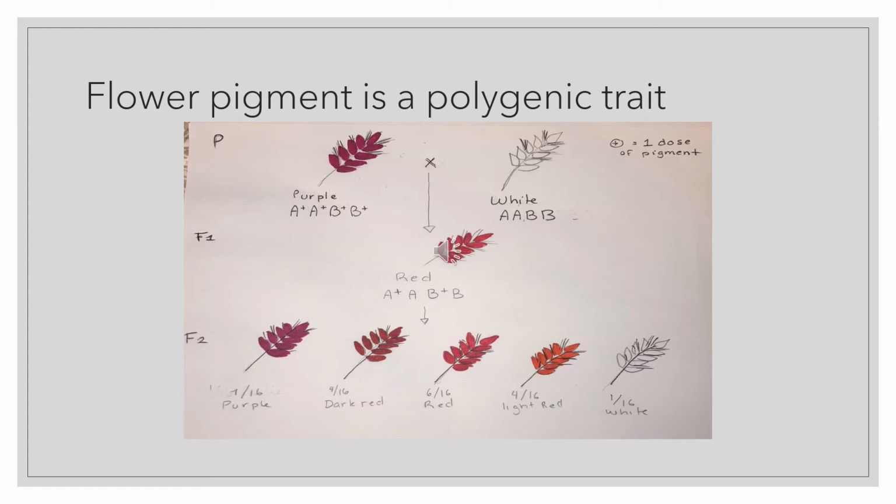It's basically the same concept of a dihybrid cross, but A and B are not different traits. They're not different pigments. They both produce the pigment red, but they are additive. The more pluses you have in your genotype, the more doses of pigment a plant is going to have. So more pluses means that they're going to be darker.